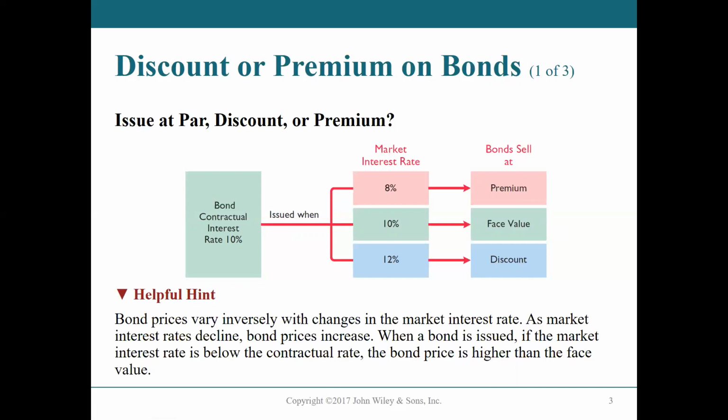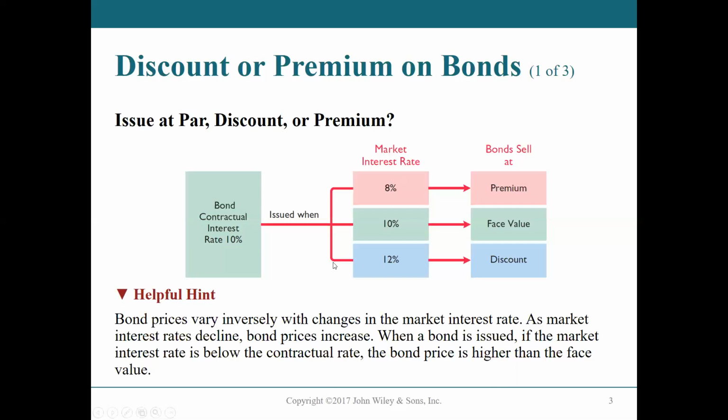So if market interest rates drop, here's an example, the market interest rates drop to 8%, then our bonds are going to sell at a premium. They're going to sell at a price higher than what the new bonds coming out at the market interest rate are. And here's why. Because I've got a bond paying 10%, but all new bonds are going to be issued at 8%. So my bond is worth more. It's more attractive to investors because it's paying a higher rate of interest than what the market interest rate is.